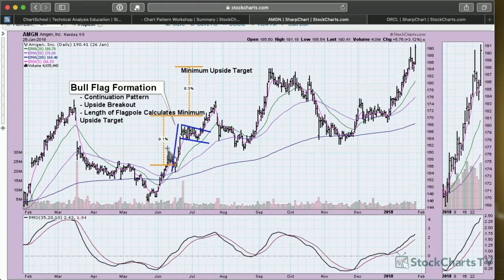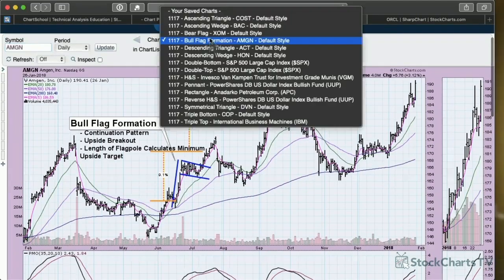So if you see here, the minimum upside target out of this flag formation was way up here. Obviously, we failed to get there. But when we came back down and had that rounded bottom, we did end up coming up right at that upside target. Just took a little bit longer. All right, so that is the bull flag.